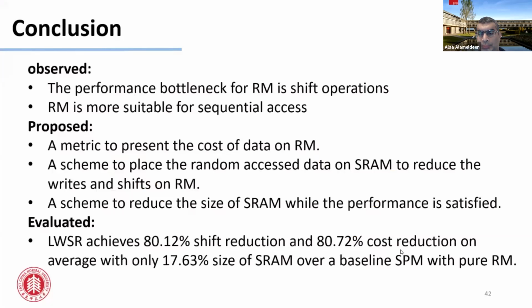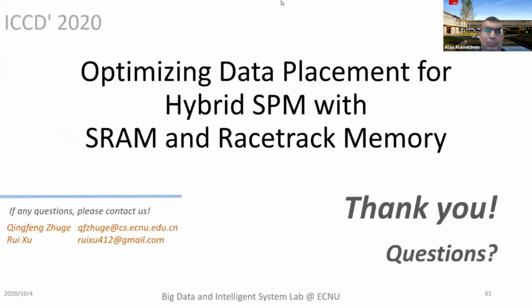Now, to summarize the work. We observed the performance bottleneck for RM is shift operations. RM is more suitable for sequential access. We proposed 1 metric and 2 schemas. We evaluated them, and our proposed schemas are effective. That's all. Thank you.